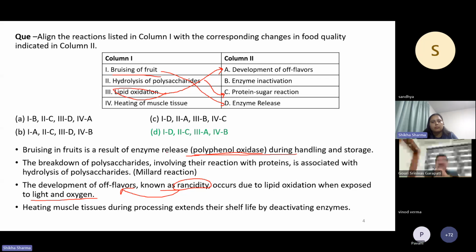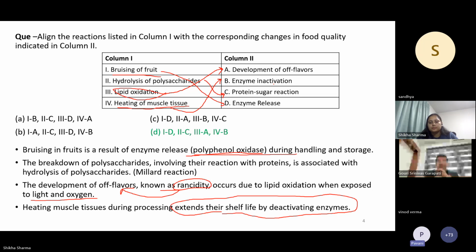The fourth is heating of the muscle tissues. When we heat the muscle tissues, due to the high temperature, several undesirable enzymes get deactivated and the shelf life gets extended. So the fourth is related to enzyme inactivation. Is it clear? Can we move to the next question? Yes, ma'am.